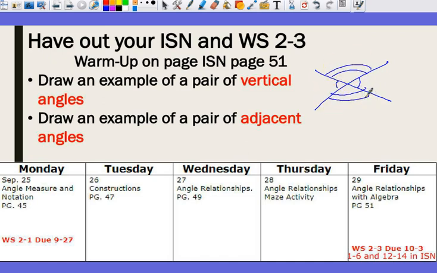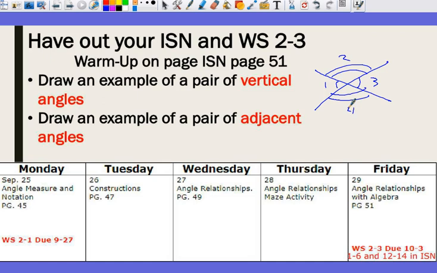There's two pairs of vertical angles. It is not possible to draw just one vertical angle. They always come in pairs. So these are vertical angles here. These are vertical angles here. 1, 2, 3, 4. Okay.